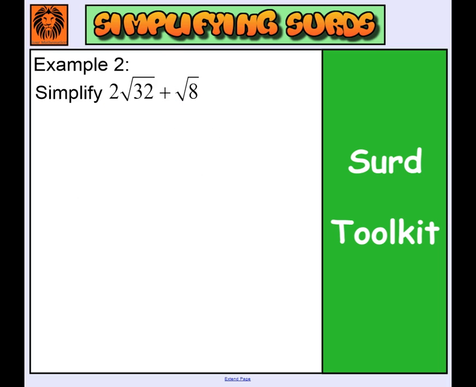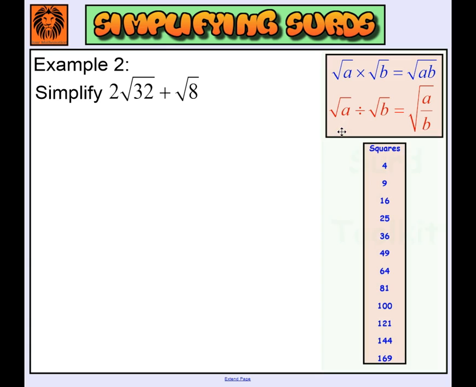With example 2, we have 2 lots of root 32 plus root 8. Now we can see that we don't have the same surd. What we're going to have to do is something that we did in the previous video. Remember back to the surd toolkit where we had these rules and the square numbers. So we have to try and simplify 2 root 32 first. So we have 2 lots of root 32.